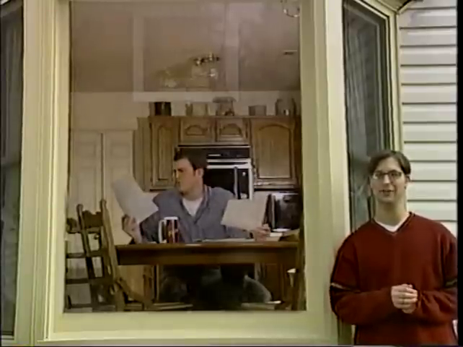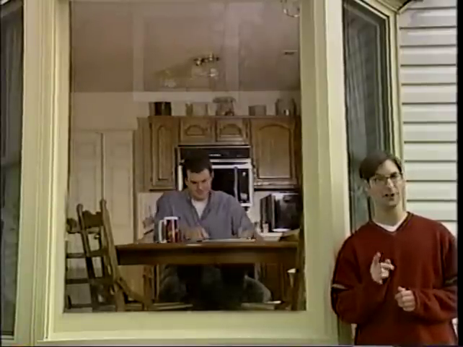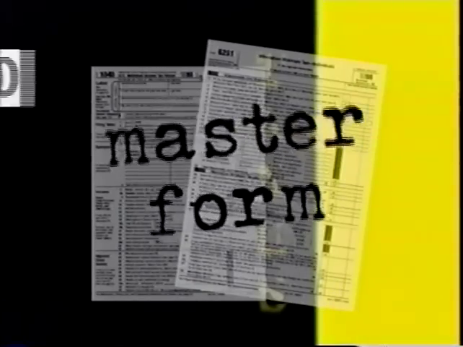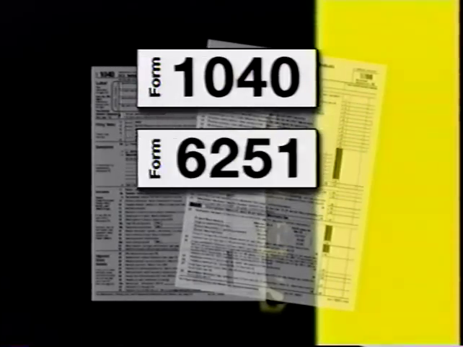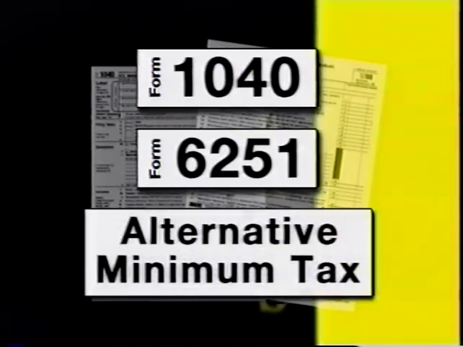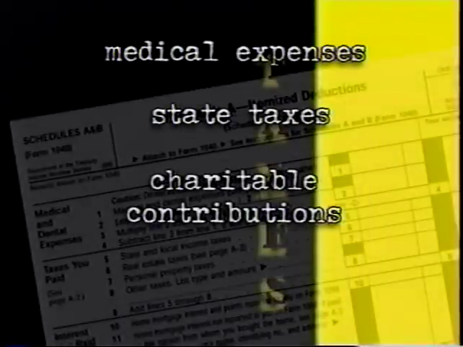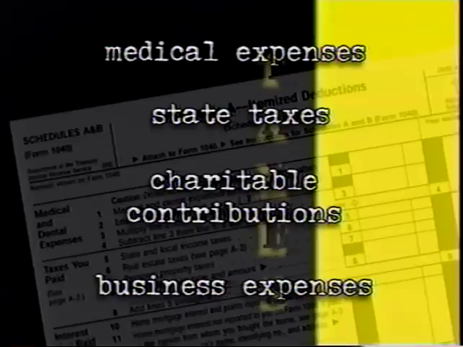To choose the forms you'll need before you dedicate an evening to your taxes, check your handy-dandy booklet. It has a list of the tax forms that you might need. Let's see what forms and accompanying instructions the Hendersons need. They need the master form, Form 1040, and Form 6251, Alternative Minimum Tax. The Hendersons also paid medical expenses and state taxes, made charitable contributions, and paid for business expenses.